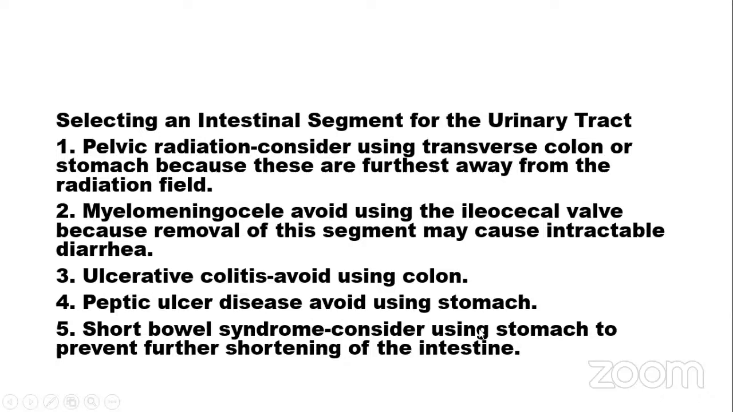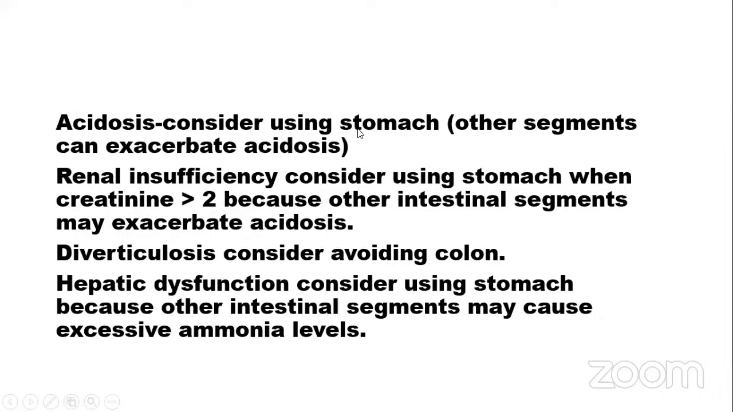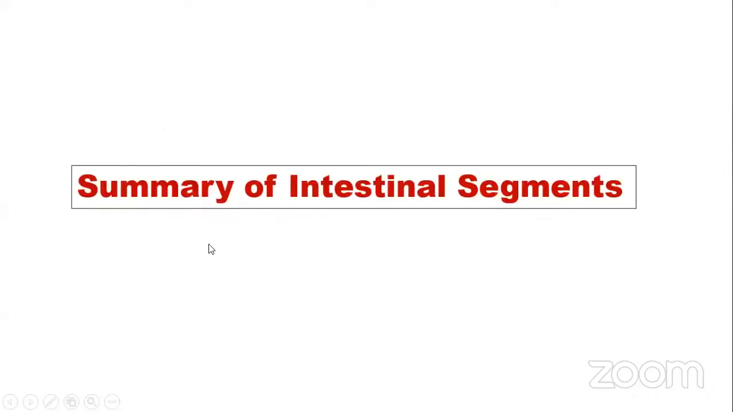Short bowel syndrome: consider using stomach to prevent further shortening of the intestine. Acidosis: consider using stomach, as other segments can exacerbate acidosis. Renal insufficiency: consider using the stomach when the creatinine is more than 2, because other intestinal segments may exacerbate acidosis. Diverticulosis: consider avoiding the colon. Hepatic dysfunction: consider using stomach because other intestinal segments might cause excessive levels of ammonia.